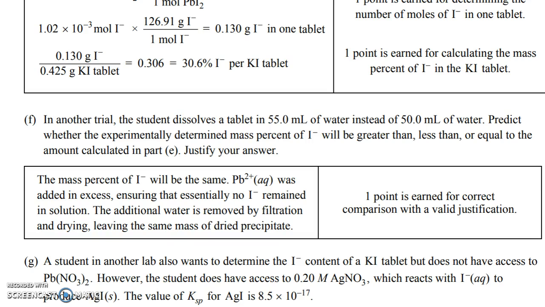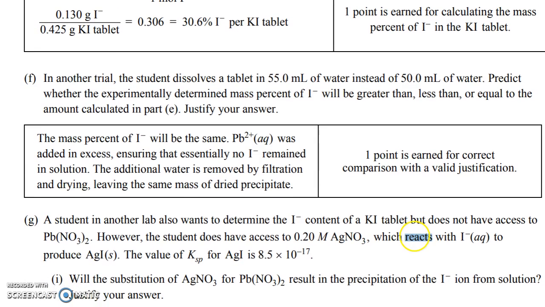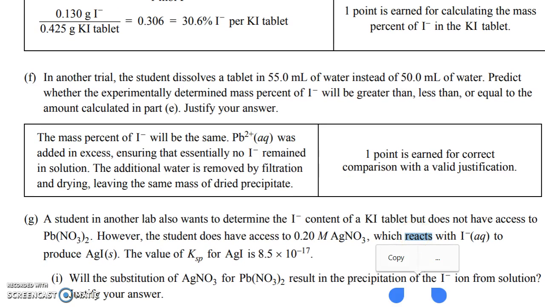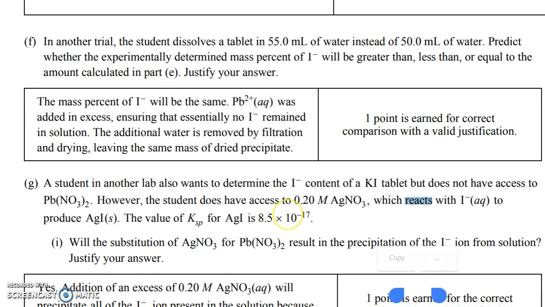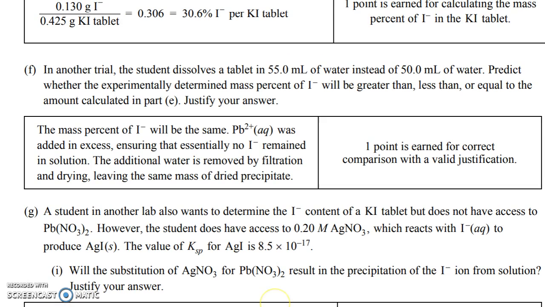Okay, so that's a pretty small Ksp, right? Will the substitution of silver nitrate instead of the lead nitrate still result in precipitation of this iodide? Yes or no? Yes. Why? Because it says justify your answer. And you don't get points unless you justify it.